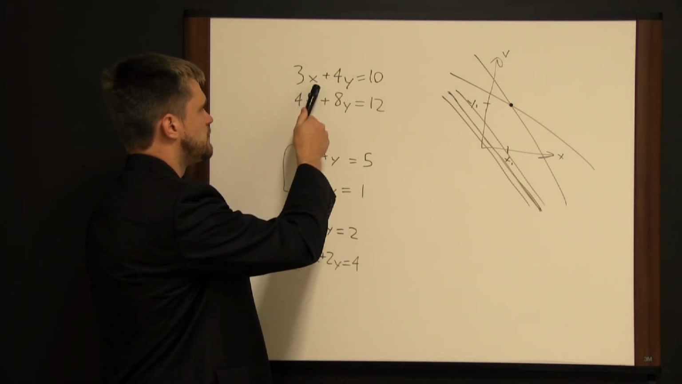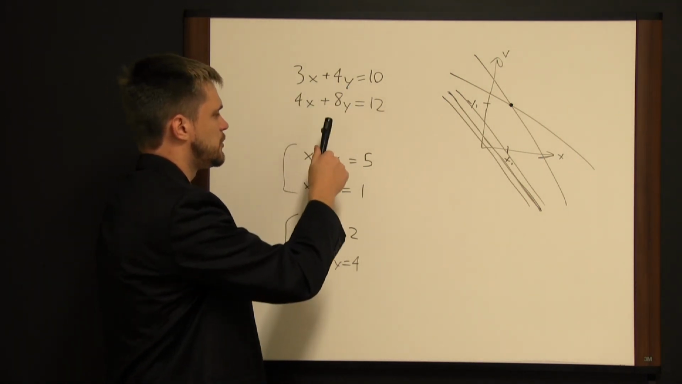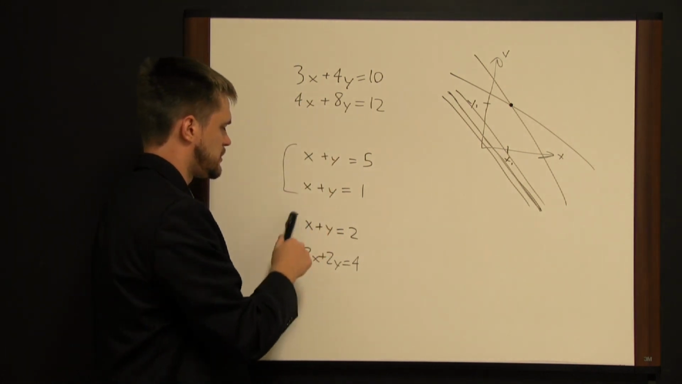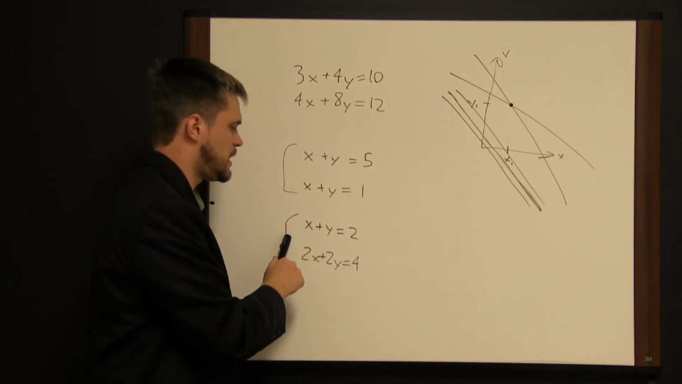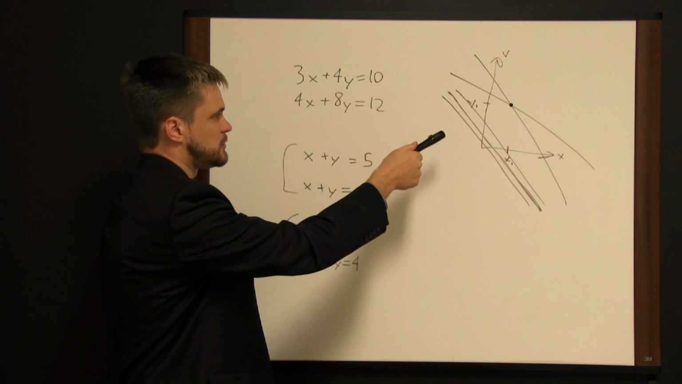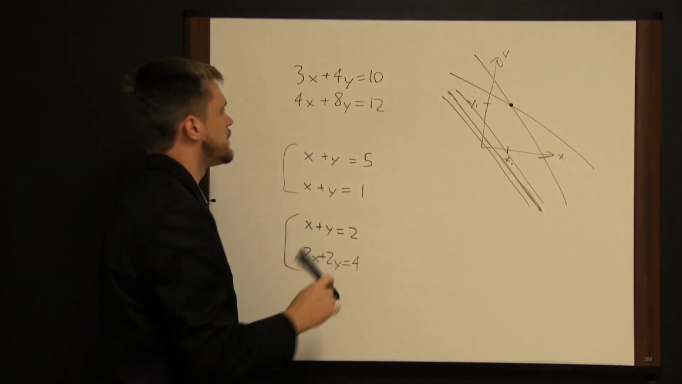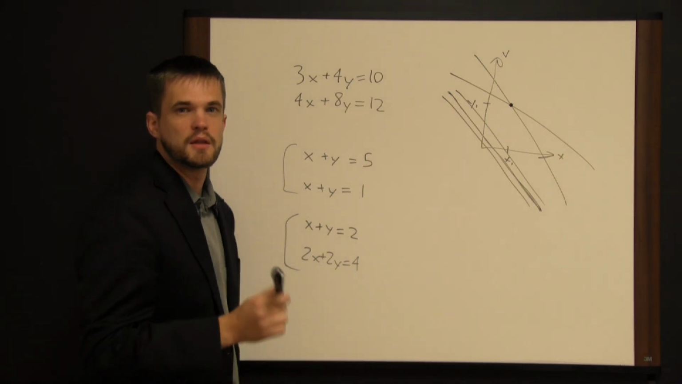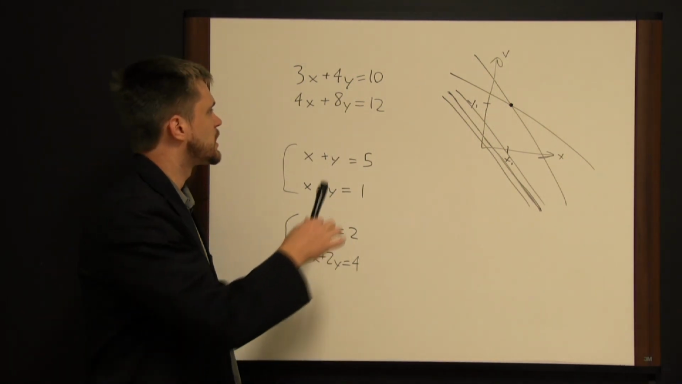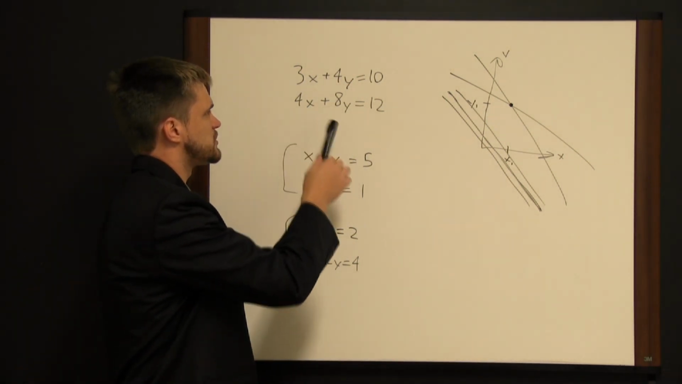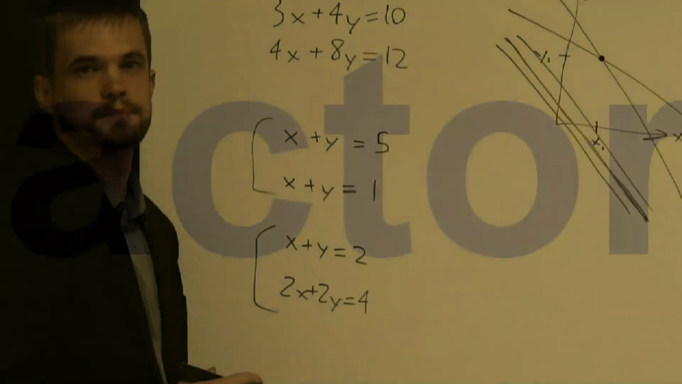But if you have the same number of equations as variables, and they're not contradictory and they're not redundant, you should be able to find what is graphically the intersection point and solve for values for the variables. In the next couple of videos, I'm going to demonstrate a couple of different methods for solving systems of equations.